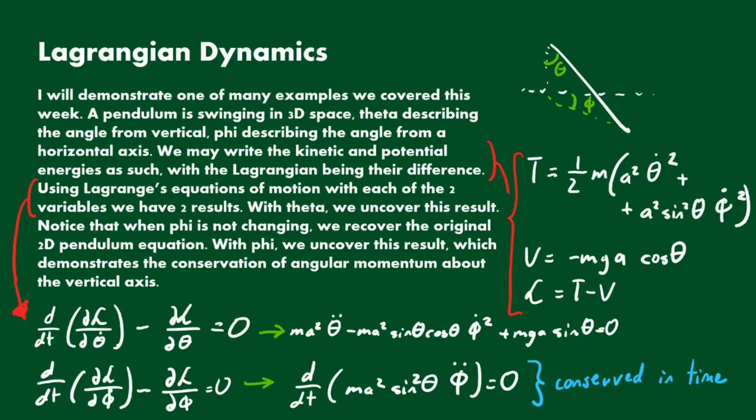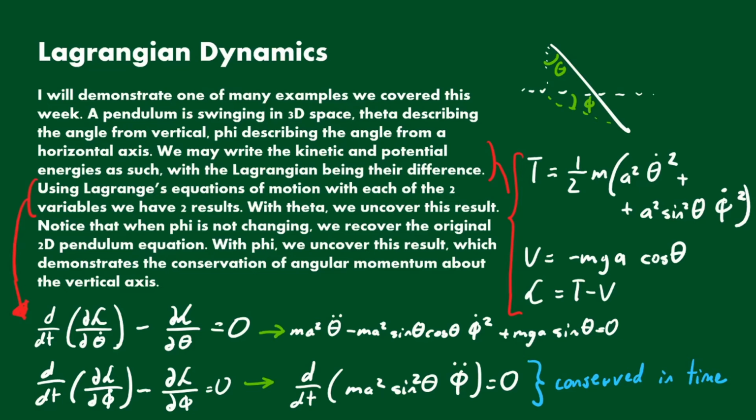Lagrangian Dynamics. I will demonstrate one of many examples we covered this week. A pendulum is swinging in 3D space, theta describing the angle from vertical, phi describing the angle from a horizontal axis. We may write the kinetic and potential energies as such, with the Lagrangian being their difference. Using Lagrange's equations of motion, with each of the 2 variables we have 2 results.